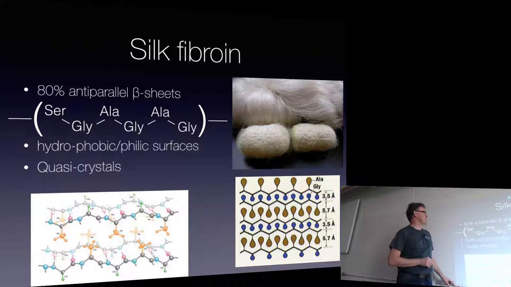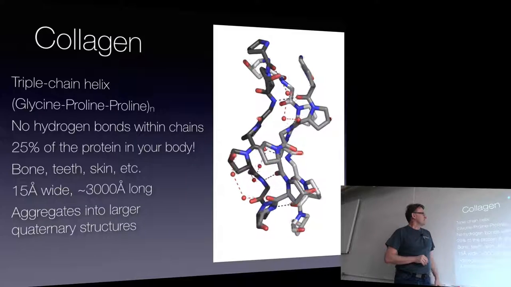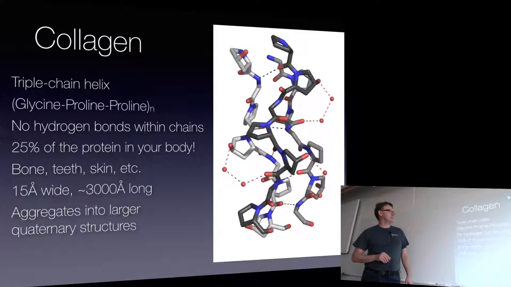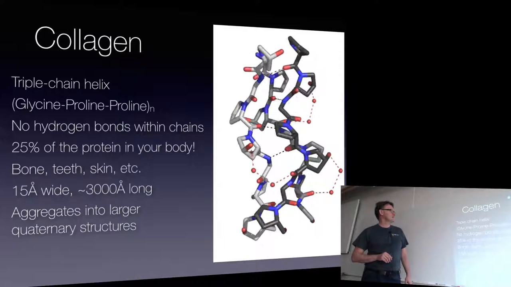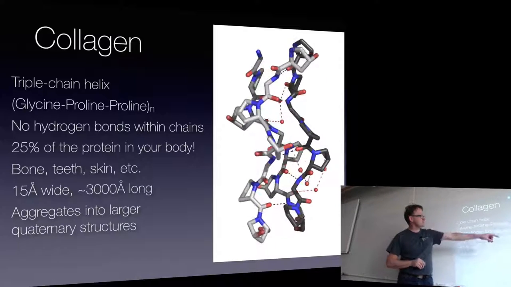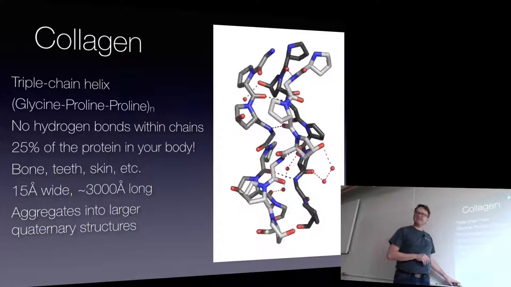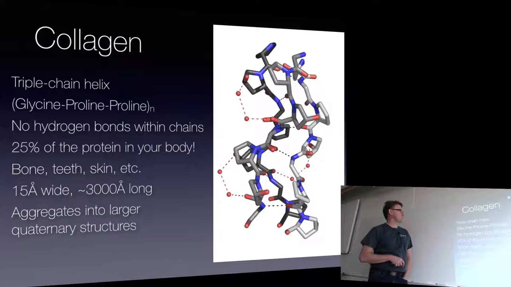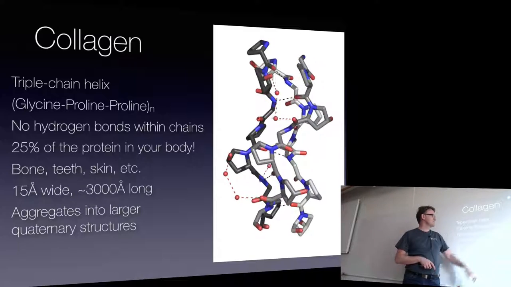Well, it does, but it has nothing to do. It's not natural silk. Another example is collagen. The only reason for showing this is that this is a triple chain helix. So you see that there are three chains there, but it's not an alpha helix. You have three chains that are full of proline, so this is not going to form any other stable structure.